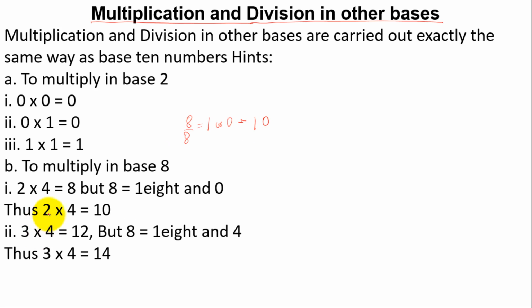Thus, 2 times 4 in base 8 will give you 10. Likewise, how did we get the 10? Because we have 1 and 0.